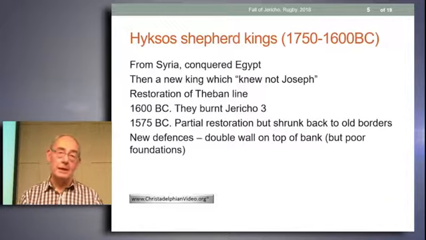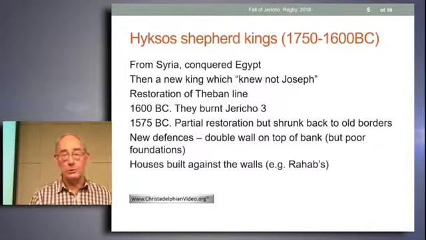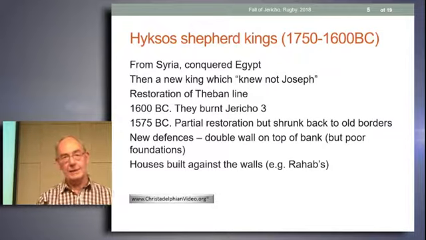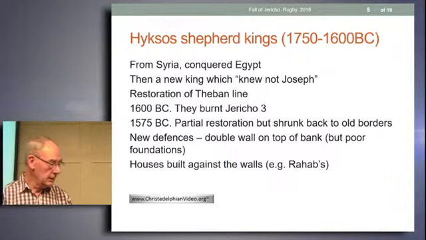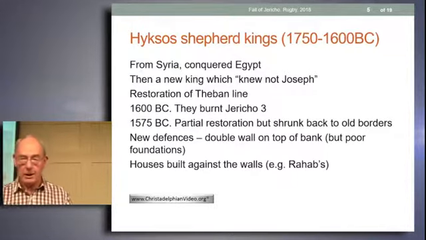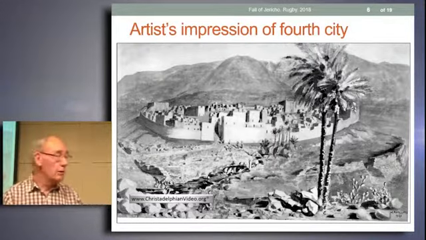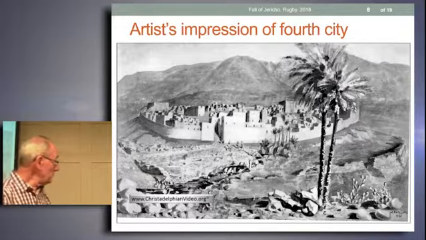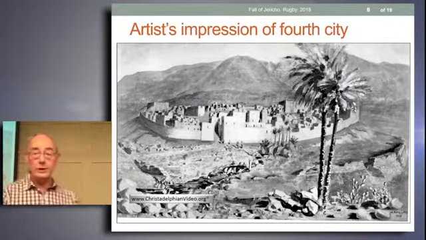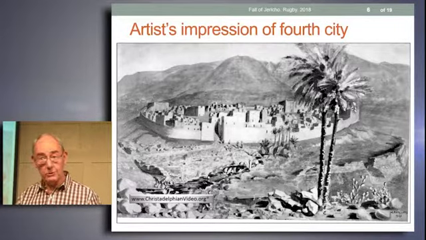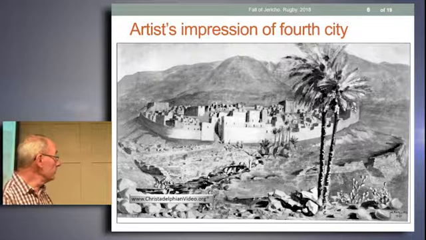And maybe Rahab's house was one of those. But it wasn't a good idea to build domestic property against a defensive wall. There's this artist's impression of the fourth city. Prominent palm tree here. Jericho is also known as the city of palm trees. It was called that in Chronicles.